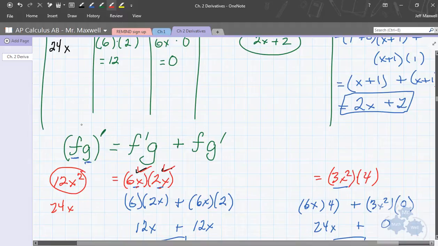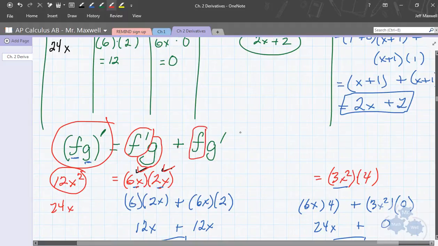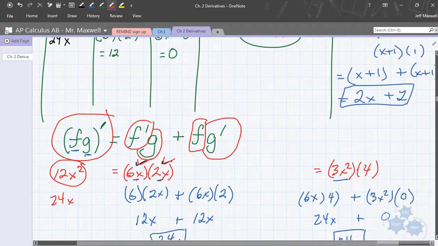Then the product rule states that you define the derivative of this: you take the derivative of the first function, multiply it by the second function. You add to that the first function, the original function, times the derivative of the second function. And that together gives you the derivative.